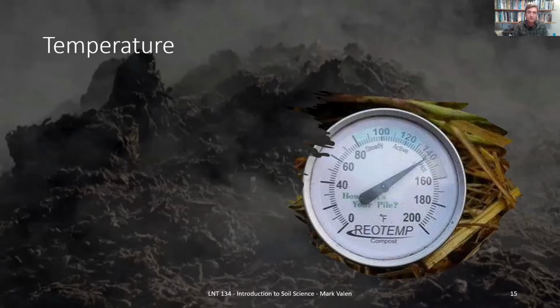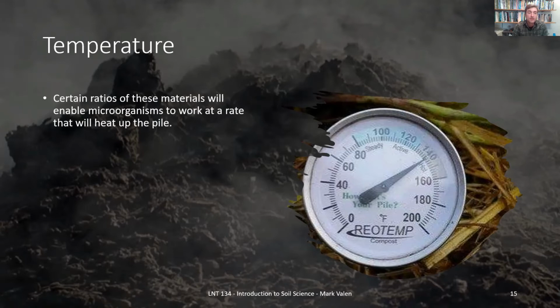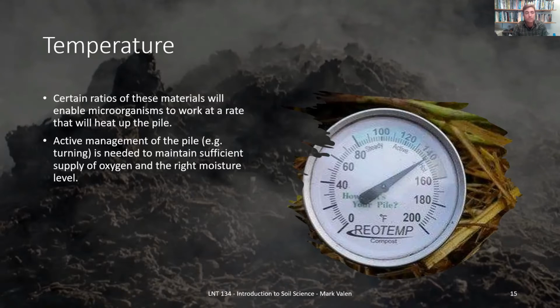However, when it does reach a hot temperature, then we have pathogen reduction, and we also have the elimination of weed seeds. So most municipal compost has a requirement that it should be above a certain temperature for a certain amount of time. So here we can say that certain ratios of material will enable the microorganisms to work at a rate that will heat up the pile. Active management of the pile, like turning, is needed to maintain sufficient supply of oxygen and the right moisture level.